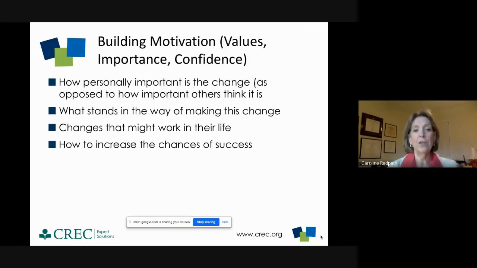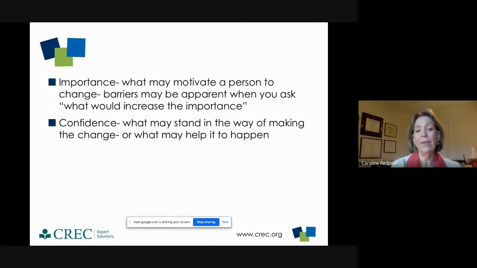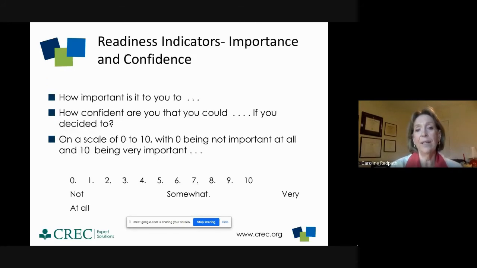Let's see. So in building motivation, you want to look at their values, how important it is, the level of confidence, and how ready they are. So what stands in the way of making the changes they might want to make, and how to increase the chance. And there's some really effective ways of boosting the level of importance and the level of confidence. And this is my really favorite part, and where I've found the most success in motivational interviewing.